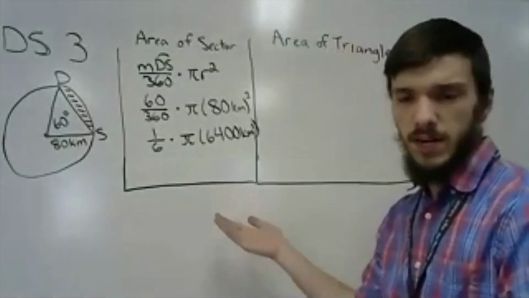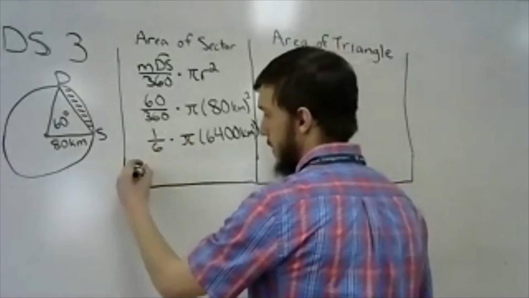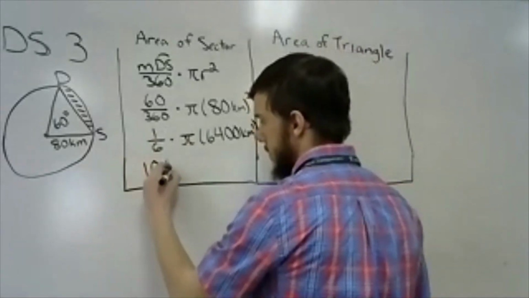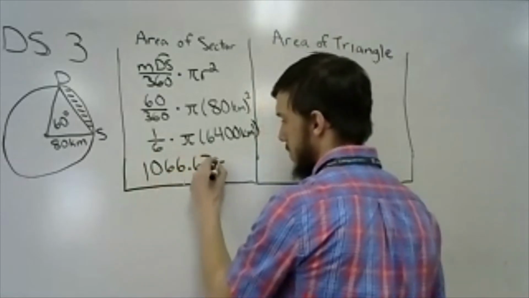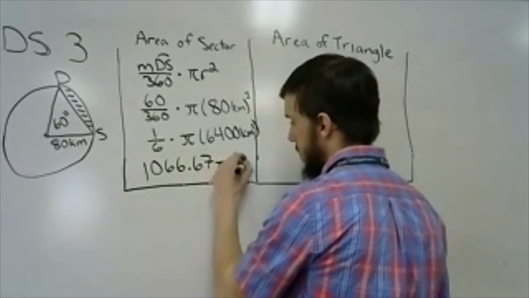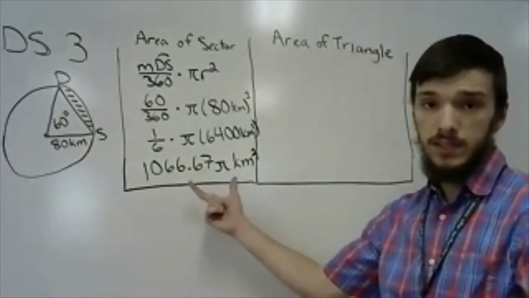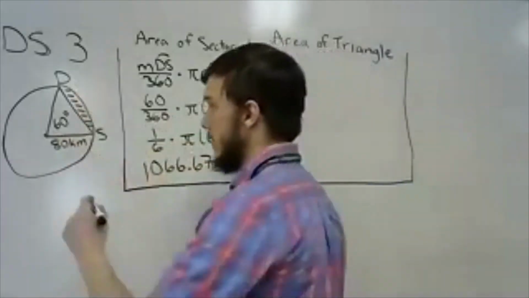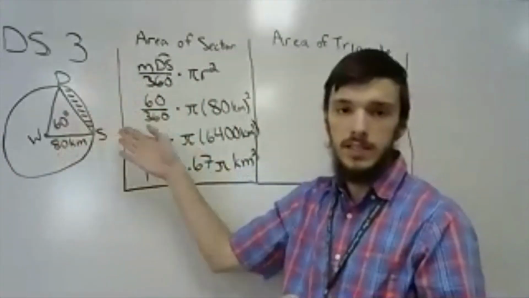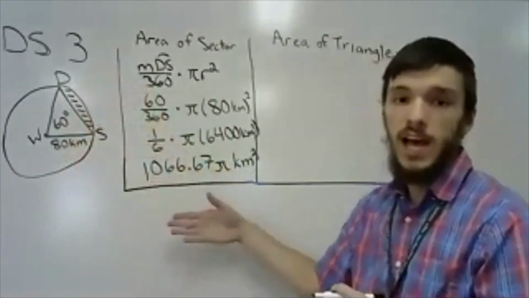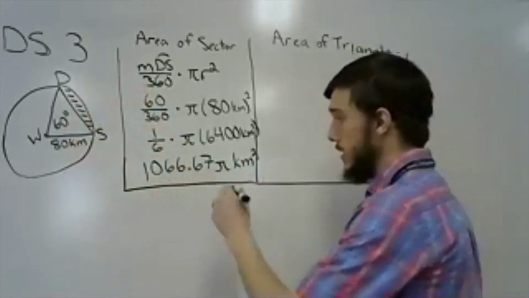So when we simplify that fraction, 1/6 times 6,400, we get about 1,066.67 times pi kilometers squared. Okay, now we have the area of this whole sector. We'll call this the center W. So the sector DSW, or DWS, has an area of 1,066.67 pi square kilometers.